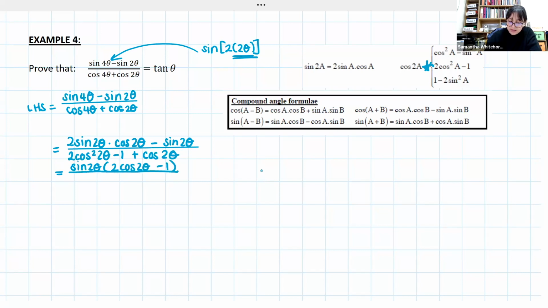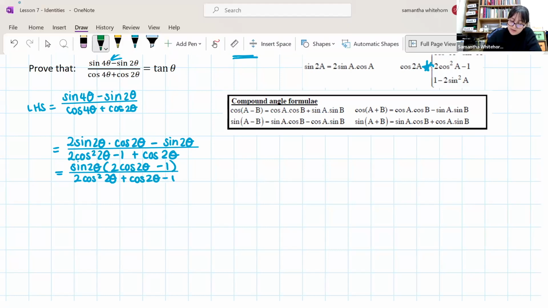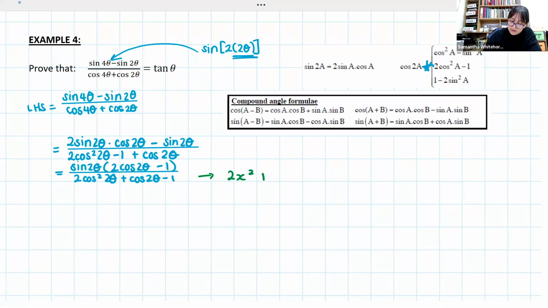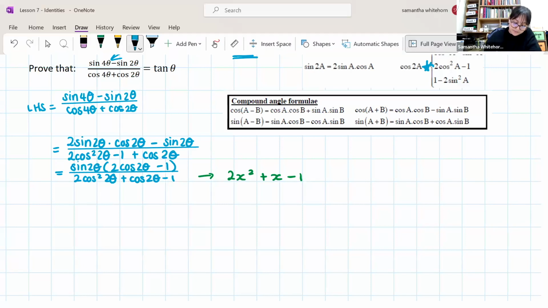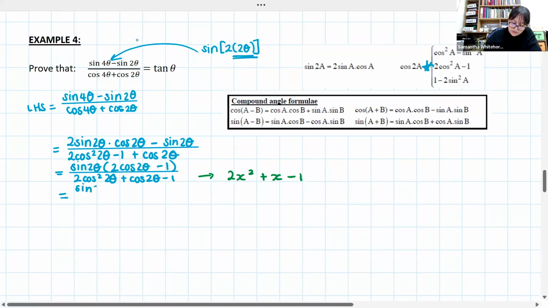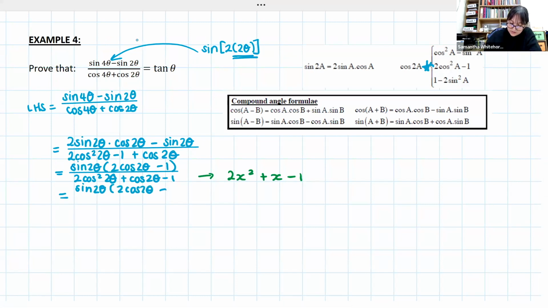And in my denominator, I have a trinomial. So if I rearrange this, this would be 2 cos squared 2 theta plus cos 2 theta minus 1. The reason I know it's a trinomial, imagine it algebraically: 2x squared plus x minus 1. Trinomial. So we can go and factorize that. My numerator I've already factorized, so I don't need to do that again.